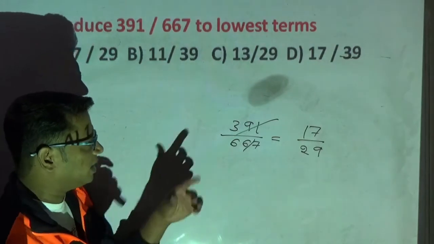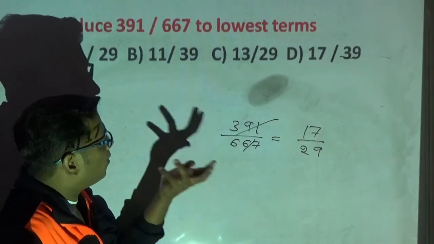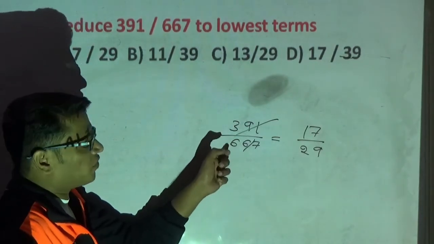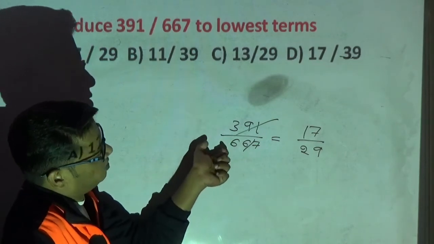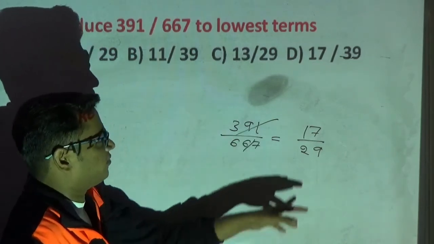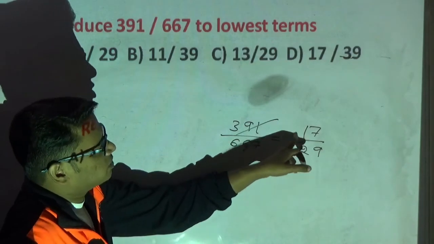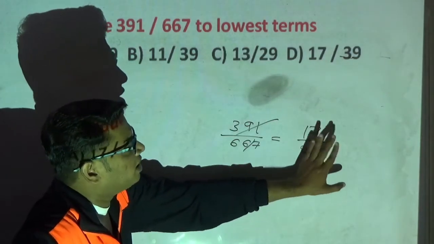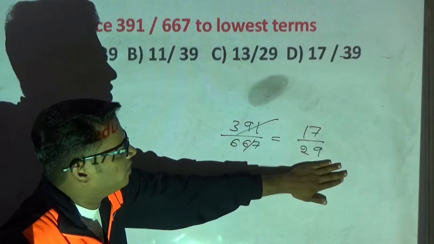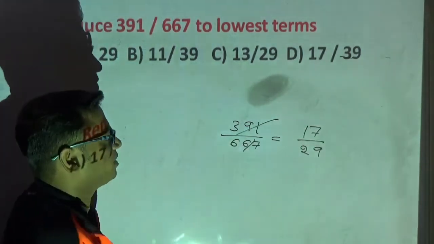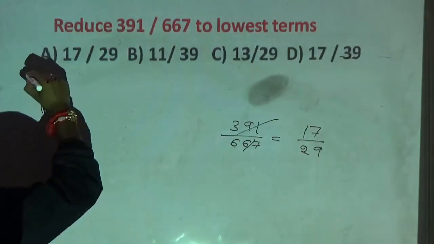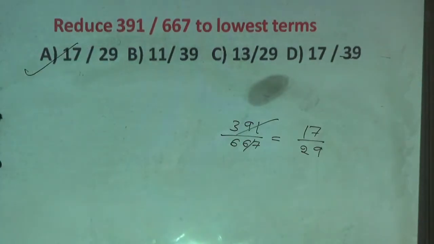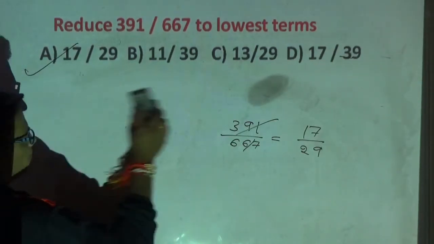I came to know that I need to divide these two numbers from 23. How I came to know that? I found the HCF of these two numbers. The HCF of these two numbers is 23. Therefore, straight away I will divide from 23. After dividing from your HCF, the remaining will be co-prime, so you cannot divide this further. So answer for this question is option A, that is 17 by 29. Hope you have understood.